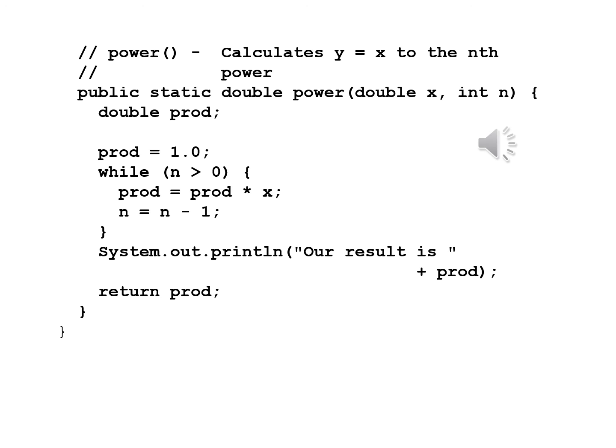Power looks a little different from before. I now have public static double power, double x, int n. The additional variable here is called prod. Prod is initially set to 1. And while n is greater than 0, prod equals prod times x, and n equals n minus 1. I'll print it again by writing system out println, our result is prod, and then I will return prod, a close brace for the method and a close brace for the program.